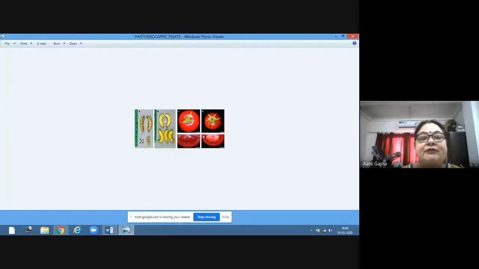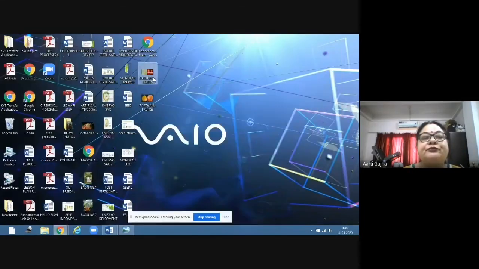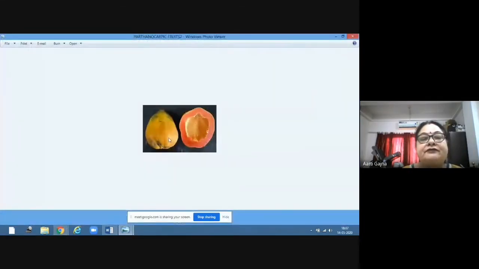Dravita was asking me why these are produced. See, this is the banana with seeds and this is the banana without seeds. This is tomato with seeds, and this is without seeds. I'll show you another diagram also. Which one is better? This is papaya without seeds.